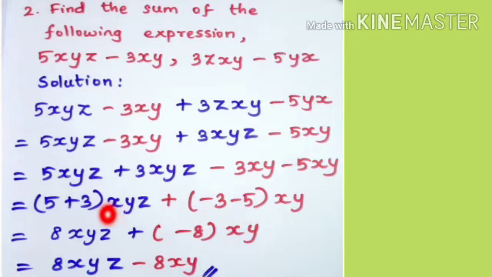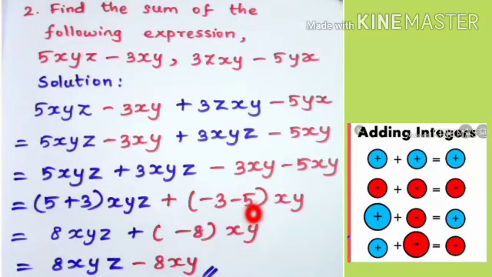And here in the next step, 5 plus 3 is 8xyz. And here minus 3 minus 5 becomes minus 8, because when we add two integers of the same sign, the sum will also be an integer of the same sign. That is, minus 3 minus 5 is equal to minus 8xy. Thus 8xyz minus 8xy is the required algebraic expression for the given algebraic expressions.